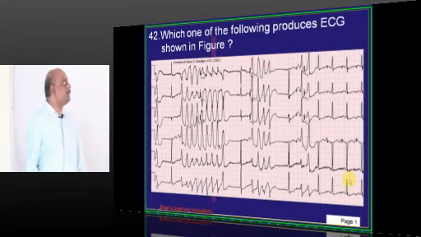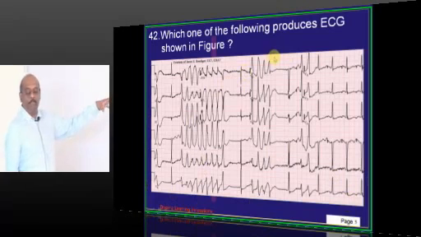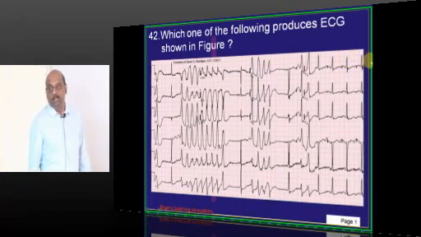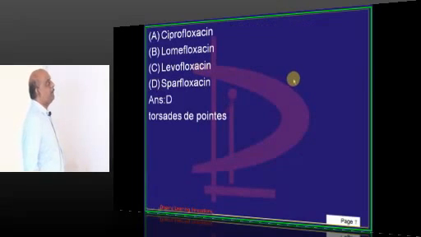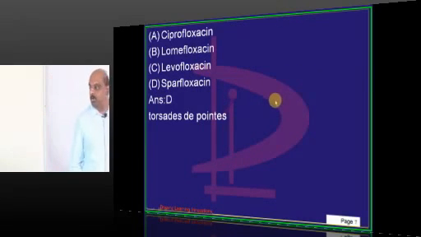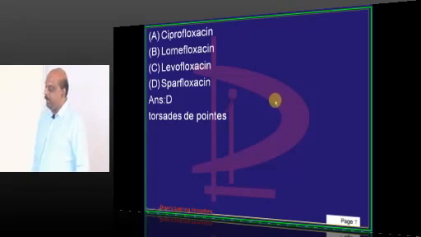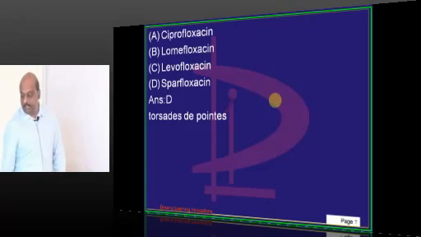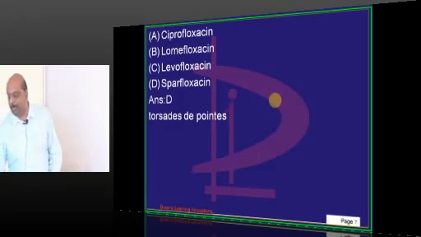Now, what do you see in this ECG? There is a polymorphic ventricular tachycardia, which is called Torsades de pointes. It is sparfloxacin which is known to precipitate the Torsades de pointes, which is what you need to basically remember.